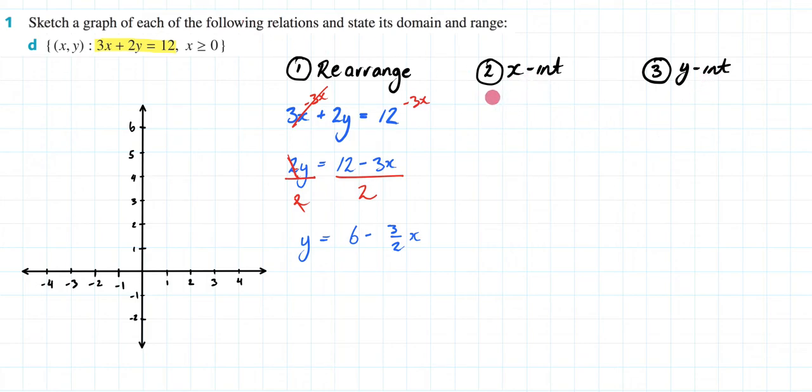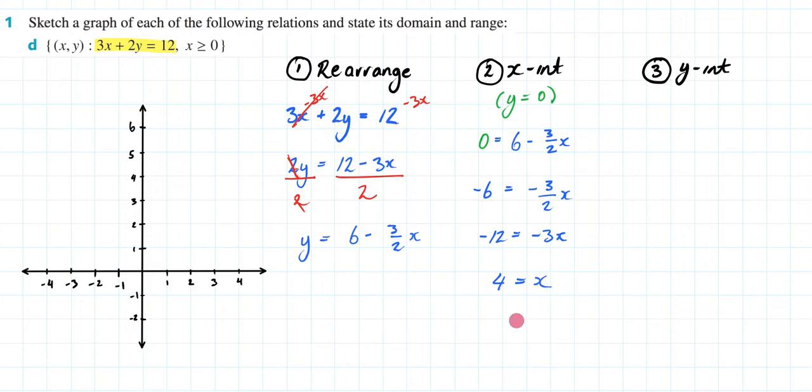To find my x-intercept, I know I'm going to let y equal 0 and then solve it for x. So I'm going to minus 6 from both sides, minus 3 over 2 x. I'm going to times both sides by 2 to get negative 12 equals negative 3x. Then I'm going to divide both sides by negative 3 in order to get 4 equals x. So that means my x-intercept is going to be (4, 0), which is going to live here.